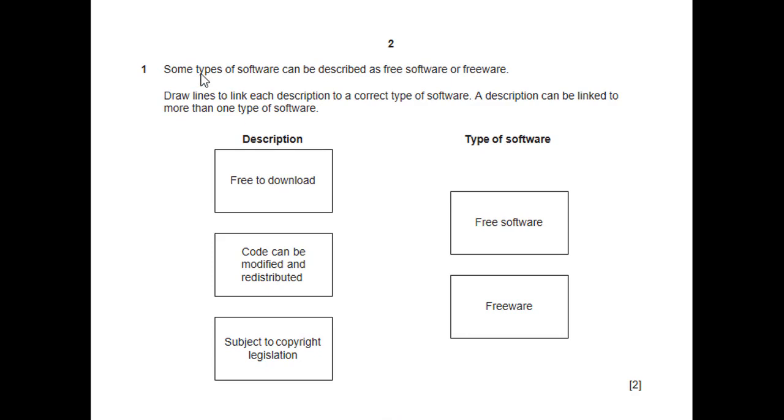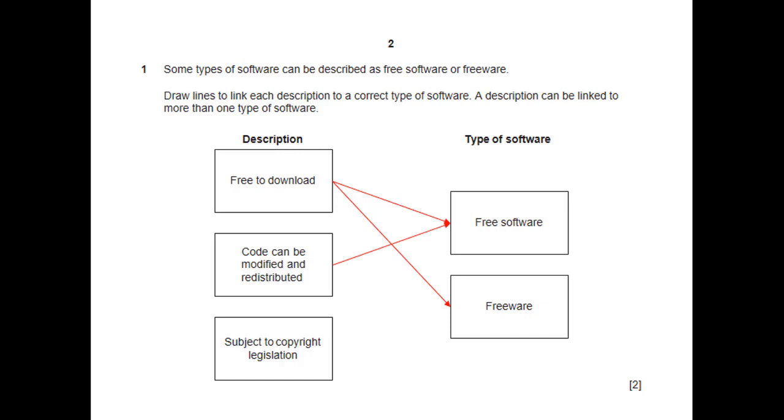The first question is talking about the different types of software, and you can see they've given us two of the software types here. We need to match these descriptions. It's quite obvious that because both are free, both of these are going to be free to download. We just need to be able to correctly identify the difference between one that can be modified and redistributed, which means it isn't covered by copyright law, and ones that are covered by copyright legislation, which means they belong to a company. Usually we would say they are proprietary software.